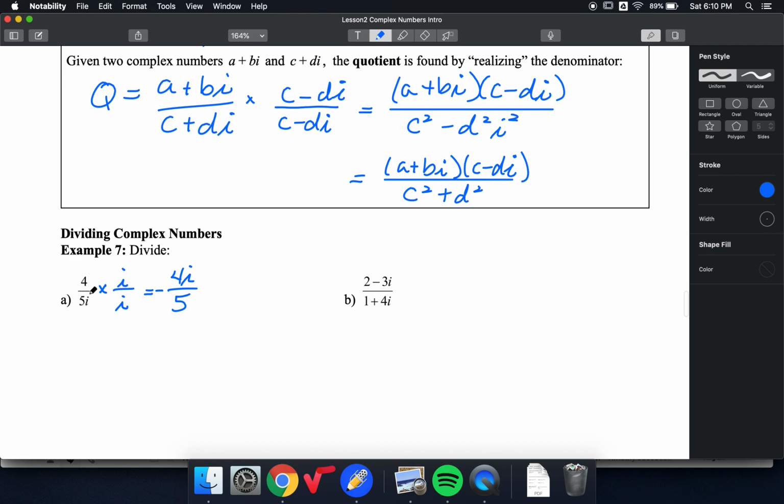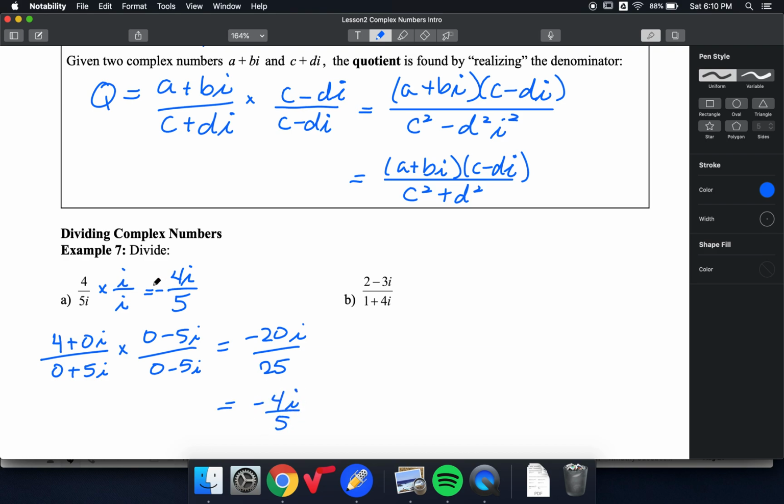One thing that I've seen people do is multiply by the conjugate by writing this in its full complex number form. So I could think of this as 4 plus 0i over 0 plus 5i. If I multiply through top and bottom by the conjugate of the denominator, I would multiply by 0 minus 5i. And that's going to give me on top negative 20i. On the bottom, I'm going to have negative 25i squared, which of course will become positive 25. And when I simplify this, I get negative 4i over 5. So I get the same thing.